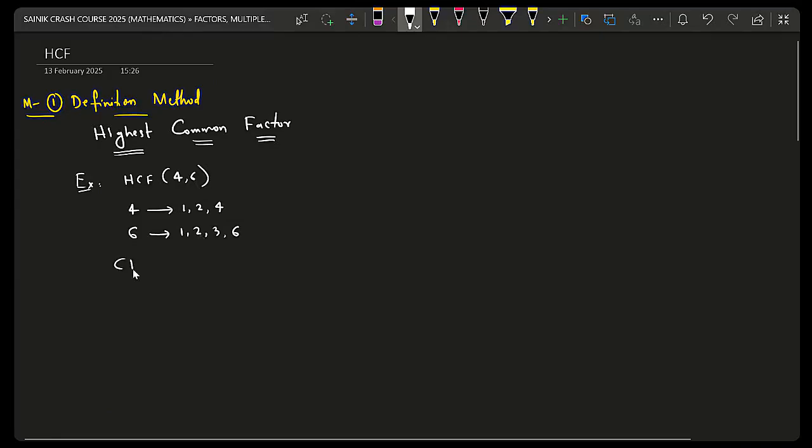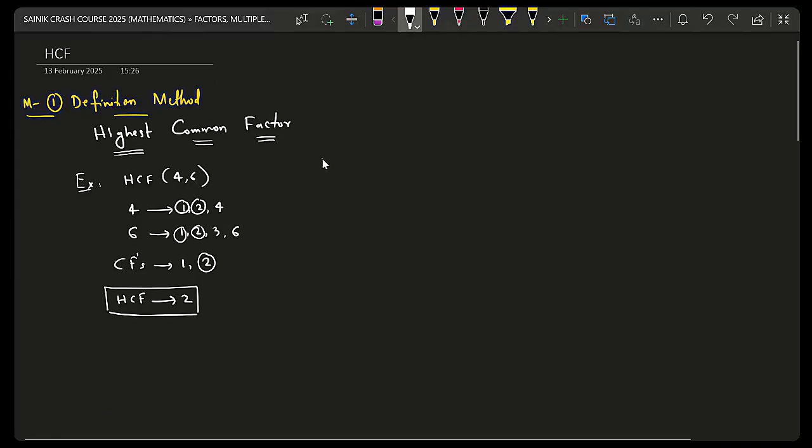Now we want common factors. So what are the common factors? 1 is common, 2 is common. That's it. So the common factors are 1 and 2. Among these common factors, the highest common factor is 2. So that's why it is 2. This is called the definition method.